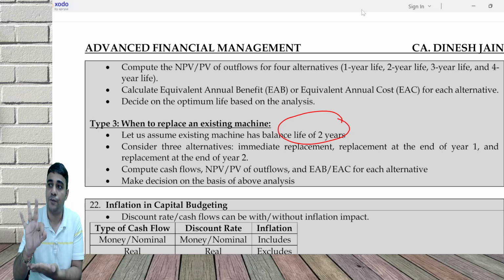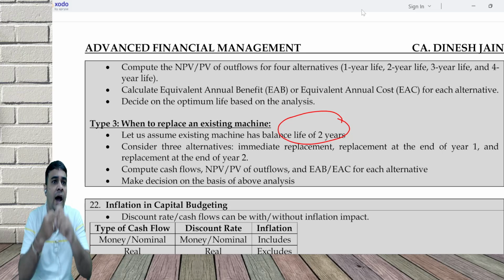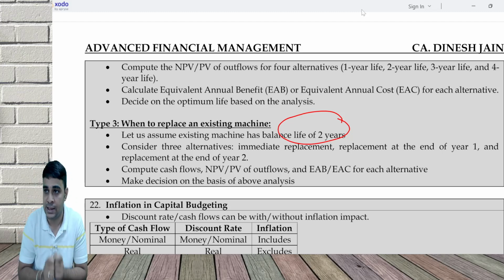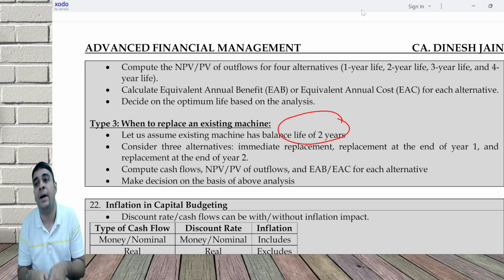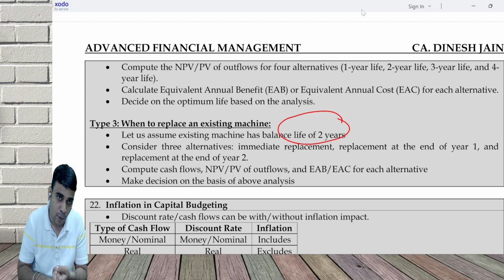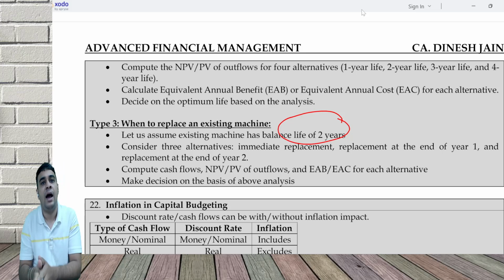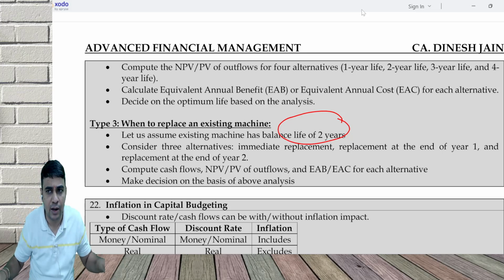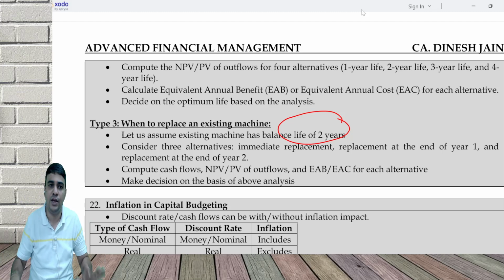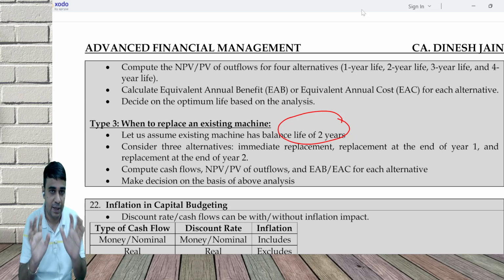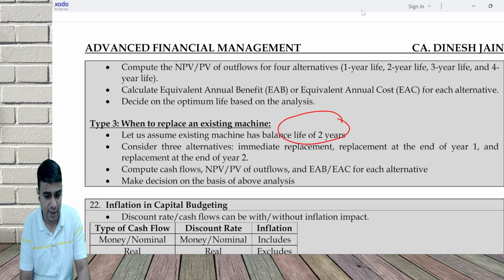So three types of question. First, I have an existing car. Should I replace it or not? Please give me an answer to that. That is type 1. Second, I'm planning to buy a car. Tell me, should I use it for 1 year, 2 year, 3 year, or 4 year? Third, I've already decided that I'll replace the car. Don't tell me whether to replace or not. I know I have to replace. You just tell me when I should replace. Clear? Any doubts on this? Let's take a 10 minutes break and then resume.